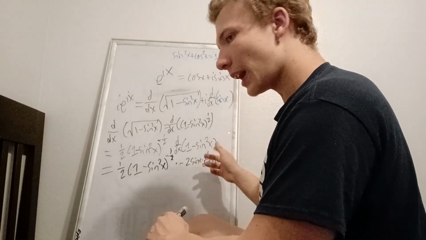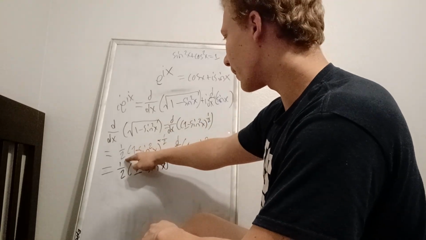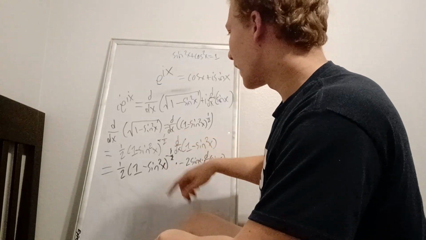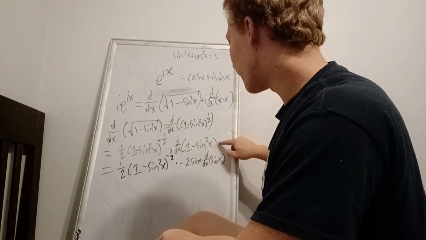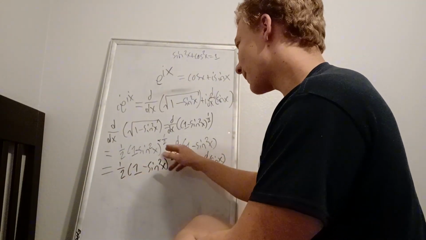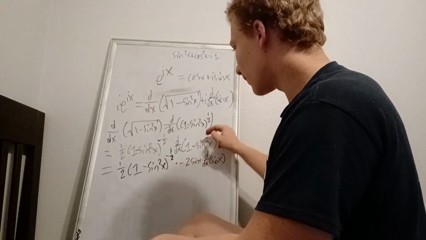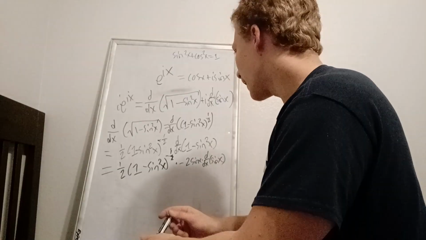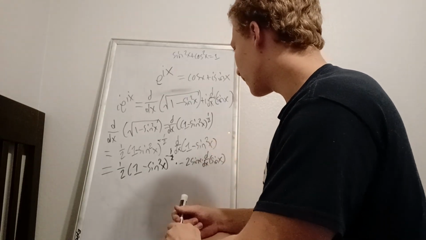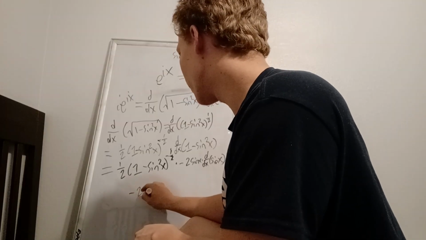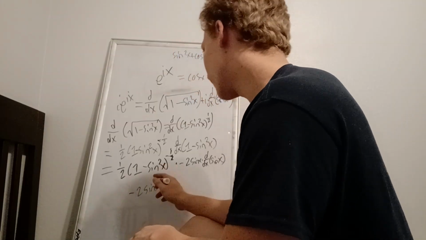And so by the power rule, we bring that 1/2 down to the front as a coefficient. You subtract 1 from 1/2, you get negative 1/2. And now we multiply by the derivative of the inside. Now we keep this expression, bring it down. And then the derivative of this, the derivative of 1 is, of course, going to be 0, so that'll cancel out. And then the derivative of negative sine squared x, we're going to have negative 2 sine x to the 1, right? That's just power rule.